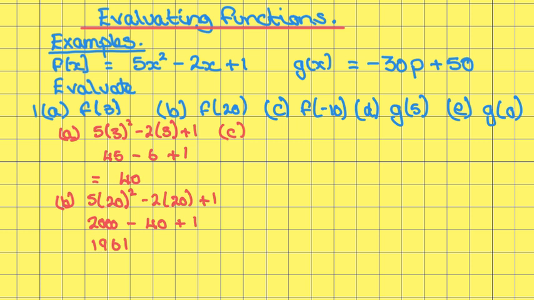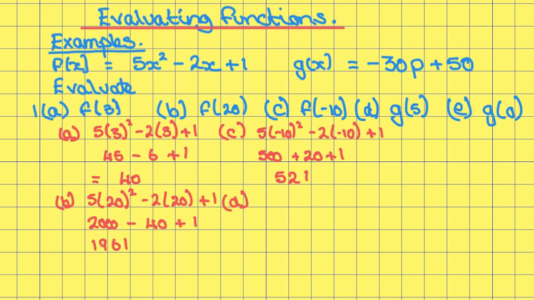C, f(minus 10). So we substitute minus 10 into f(x). So we get 5 times minus 10 squared minus 2 times minus 10 plus 1. Minus 10 squared is 100. 5 times 100 is 500. Minus 2 times minus 10 is plus 20, plus 1, which gives us 521.